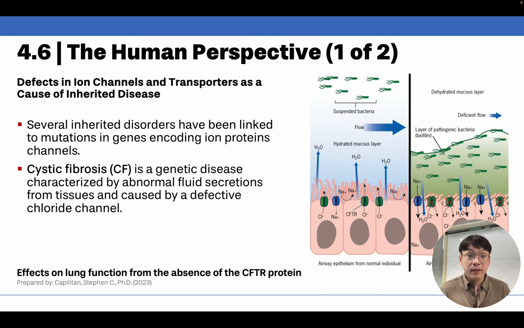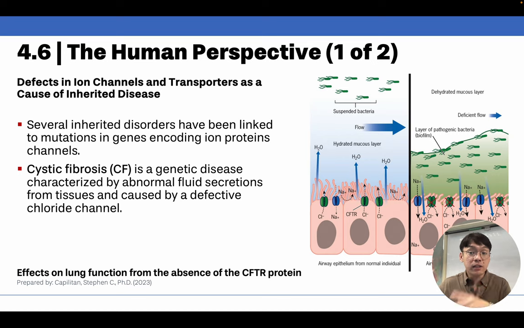From a human perspective, defects in ion channels and transporters are a cause of inherited disease. This is an explanation for the debilitating effects on lung function from defects in your CFTR proteins. In this image, an airway epithelium of a normal individual, water flows out of the epithelial cells in response to the outward movement of ions. Thus, the mucus layer is hydrated, and when it's hydrated, the trapped bacteria are readily moved out of the airways.